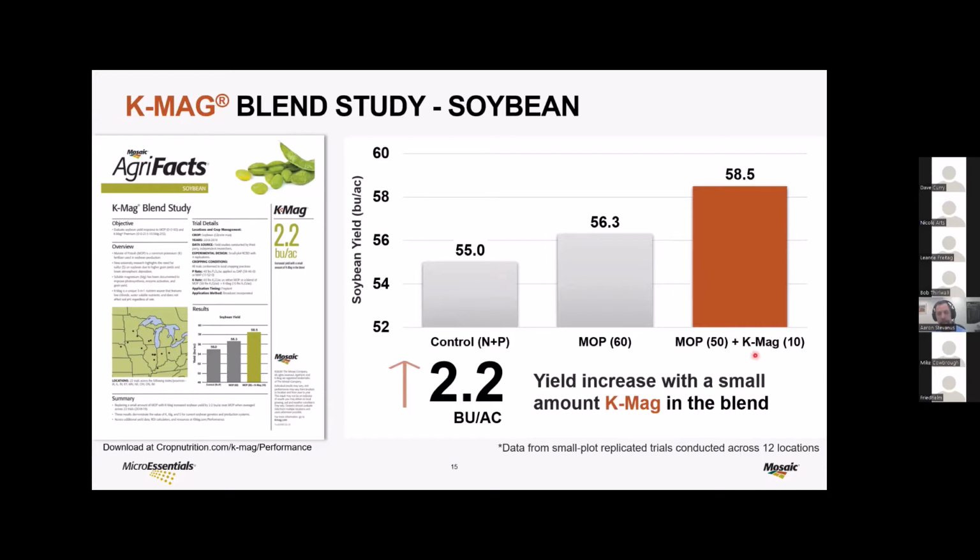Then when we added, same thing, 50 pounds of K-Mag and replaced that little bit from the muriated potash, we saw a 2.2 bushel advantage over the muriated potash alone and a 3.5 advantage over the control of no potassium. So once again, driving home the importance of potassium and having that more balanced crop nutrition of making sure that you're not limiting a secondary macronutrient, in this case magnesium and sulfur.